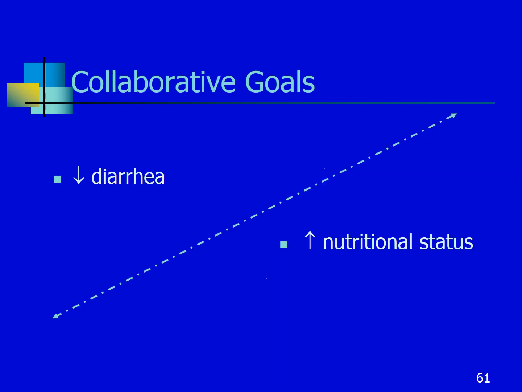Next slide. So again, collaborative management is not independent management only, because these patients are having lots of diarrhea. Remember you saw that? And so we want to make sure that we decrease diarrhea. And because of the inflammation, absorption of nutrients is really important. They've lost weight. So we want to increase the nutritional status, right? So that would be a goal.